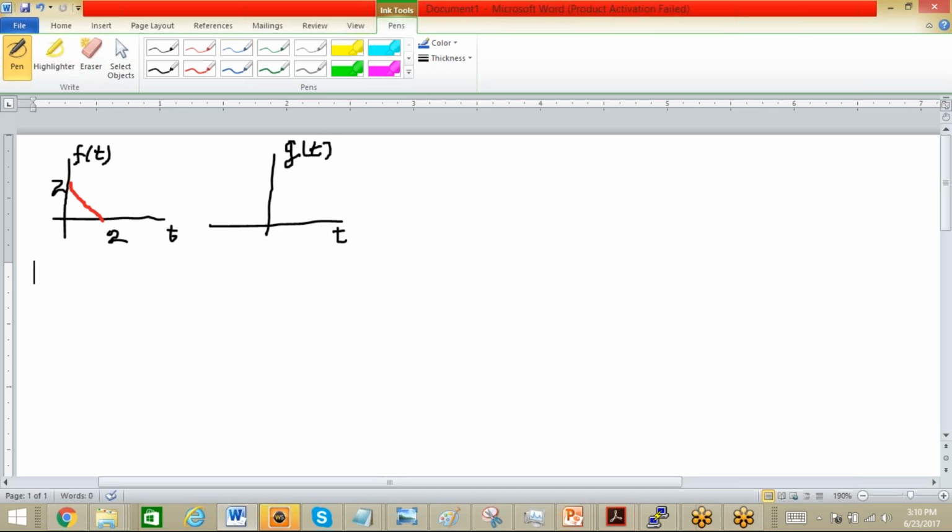Fine. This impulse response is something like this. It has an amplitude of, let's say, 3, ranging from 2 to -2.